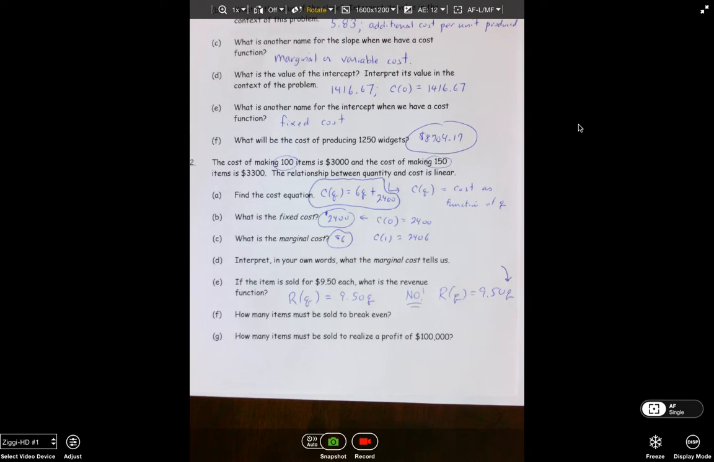Tell you what, I need to run and get more paper. I'm going through paper like crazy. Give me 30 seconds.